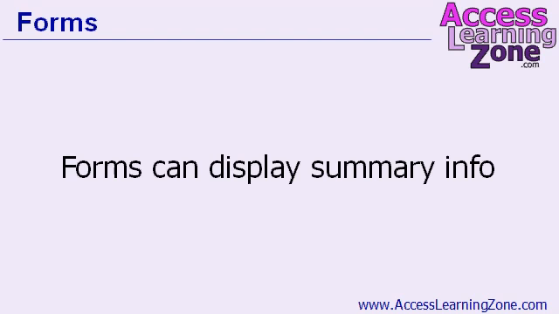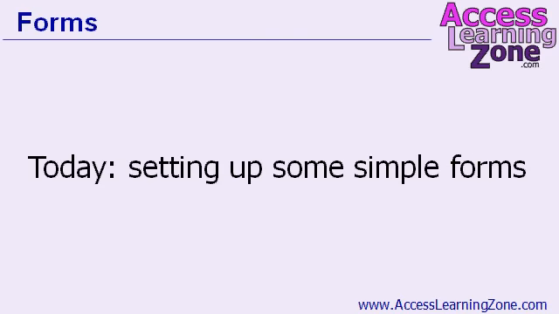Forms can display summary information. If you have a form that shows a list of orders, you can put totals in the footer of the form. So at the bottom of the column, you can see the total for all of the orders. In today's class, I'm going to show you how to set up a couple of different simple forms using some of the automatic form techniques. We'll show you how to make some basic modifications to those forms as well. In the next level, we'll spend a lot more time designing custom forms from scratch.